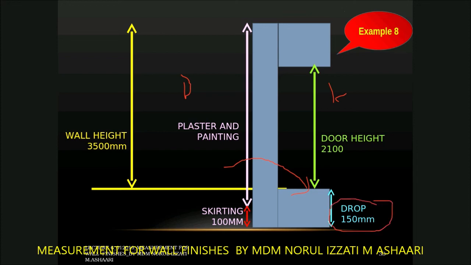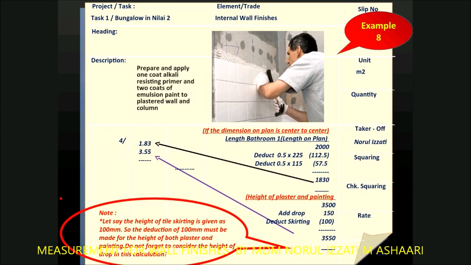So let's say I ask you to measure what is the height of the plaster and painting. What you need to do first, you have to take 3,500 plus 150 mm. Then you have to consider the type of the skirting. Then you get the area for plaster and painting. Look at this example. This is the example for the painting. 3,500, add the drop, then deduct the skirting. You get 3,550.